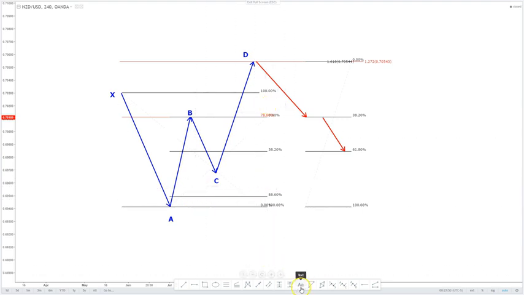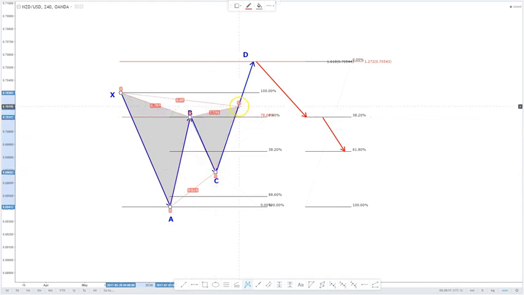Makes sense, guys? Let me actually connect it so you can see it visually. X, A, B, 786. Remember, 786 is going to give us a clue that it's going to be a butterfly. 786, 618, and then our extension was a 127 AXA, and an ABA of 1618.